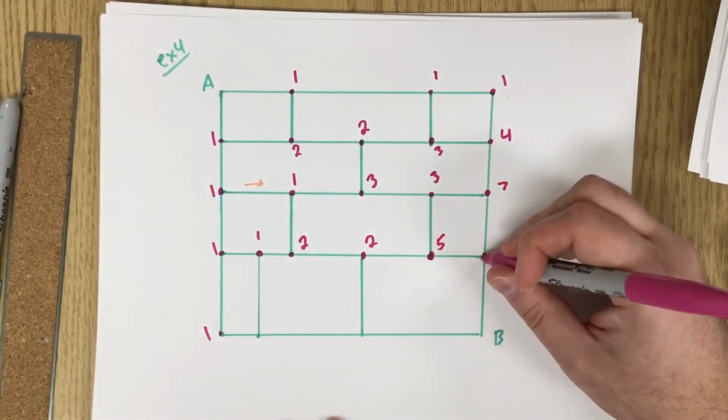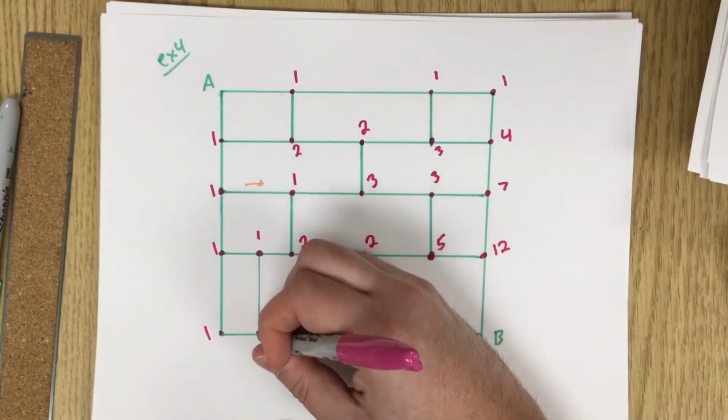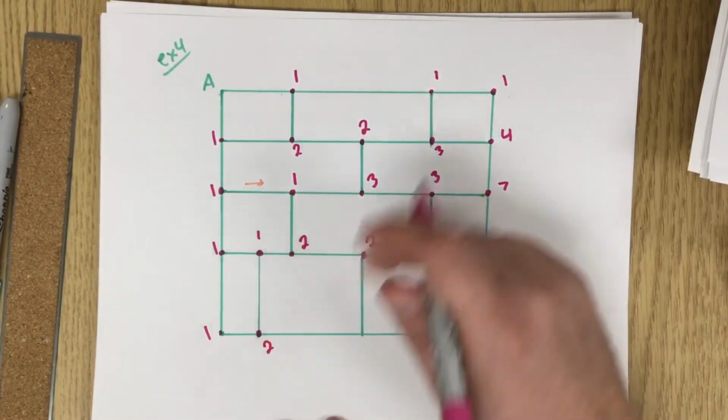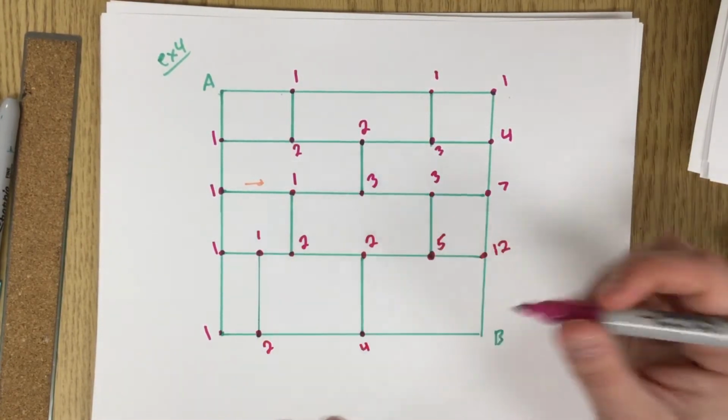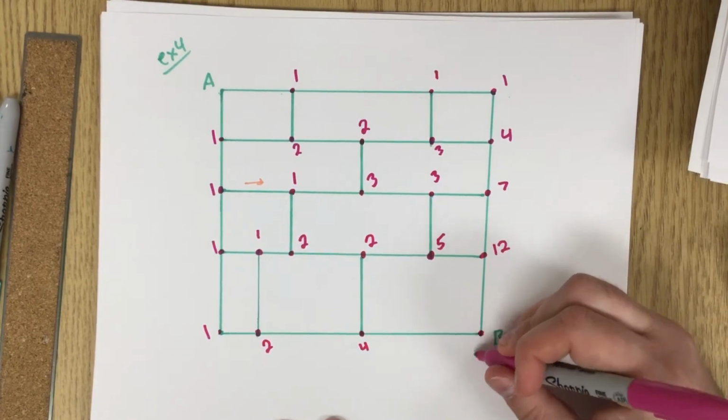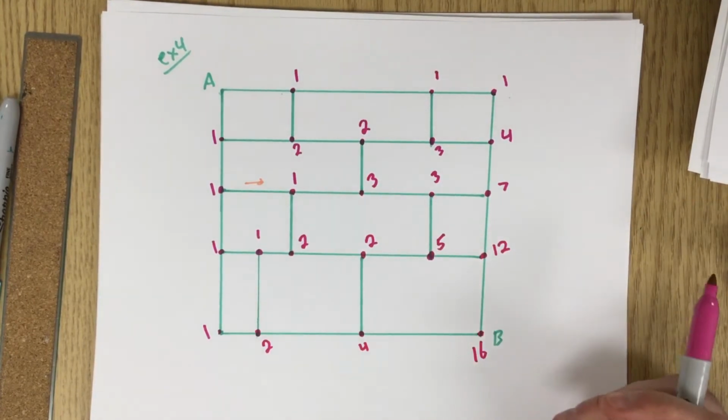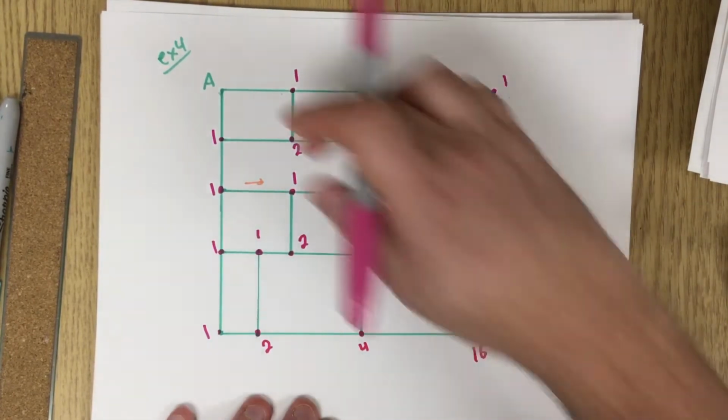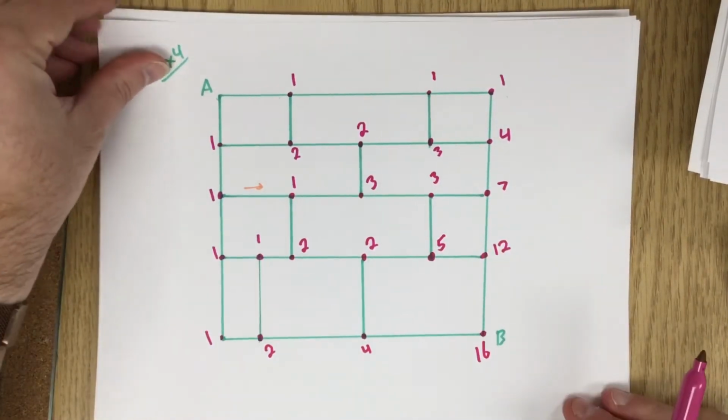5 from there, 7 from there is 12. 1 and 1 is 2. 2 and 2 is 4. 4 and 12 is 16. So there's a total of 16 ways in this one of getting from A to B.